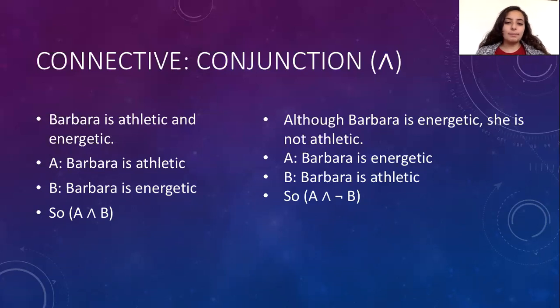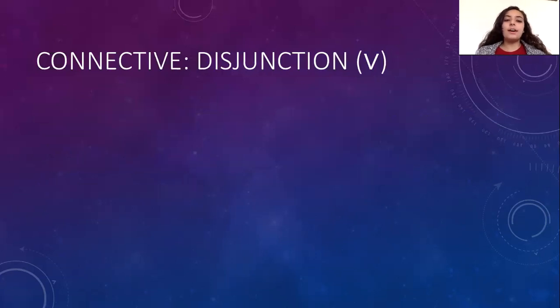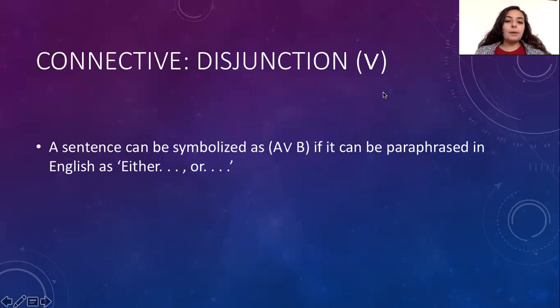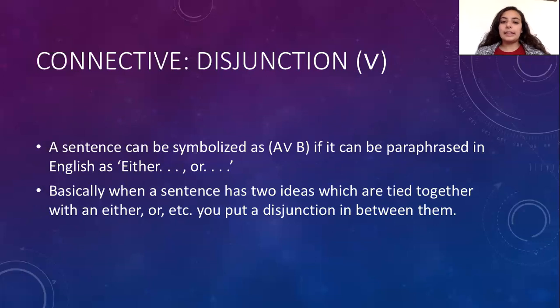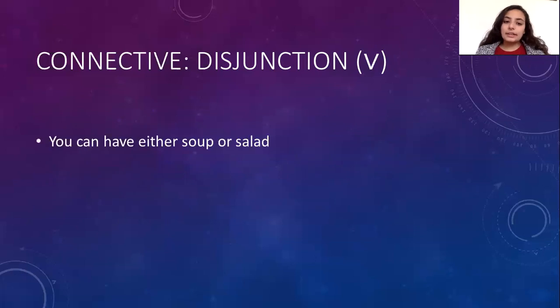Okay, next example. Our third connective is disjunction, and that's going to be conveyed with this V-looking symbol. Pretty much anytime a sentence can be paraphrased in English as either or, you put a disjunction in between the two phrases, the two atomic sentences. So let's take a look at an example.